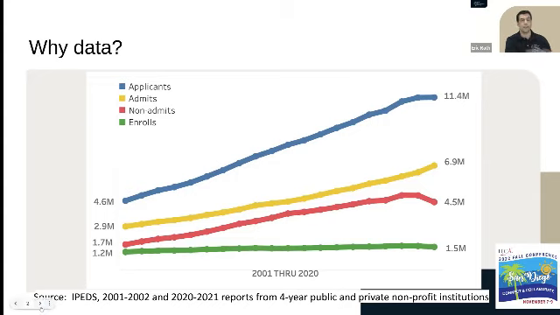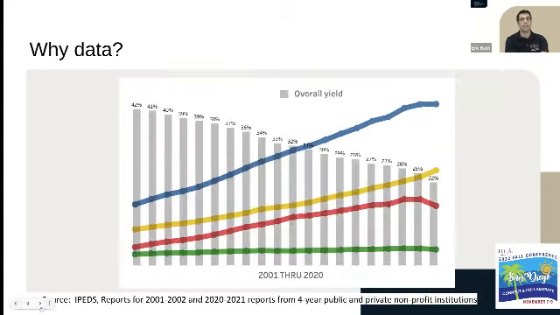And then overlaying this exact same data on the yield rate is this one. I think this one doesn't have a key, but it's the same numbers, same years, same data, except overlaid with the yield rate. And you could see the yield rate drop almost in half over the same period of time.